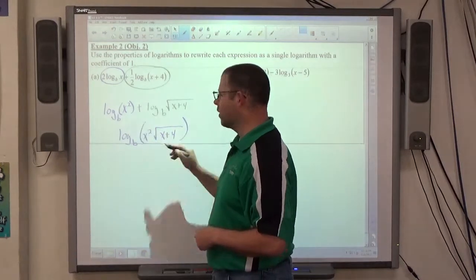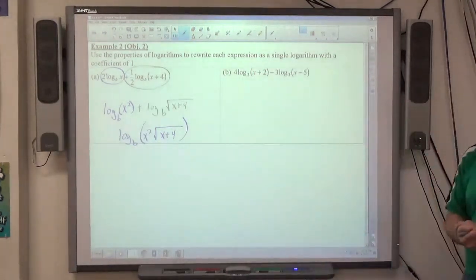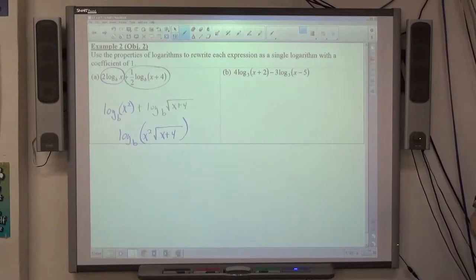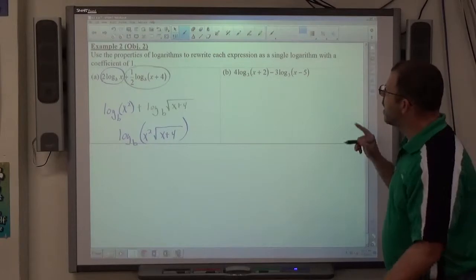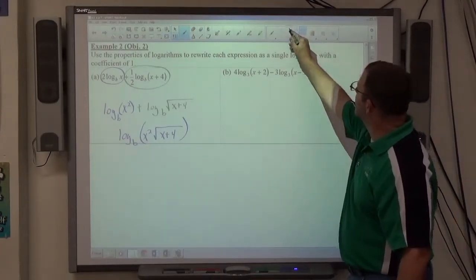And again, use parentheses to encase that entire argument every time. Just make that a common habit of yours every time, that when you have log of anything, the anything is in parentheses, even if it's just x or y or z or whatever. Okay. In this case, part B, again we have two terms.